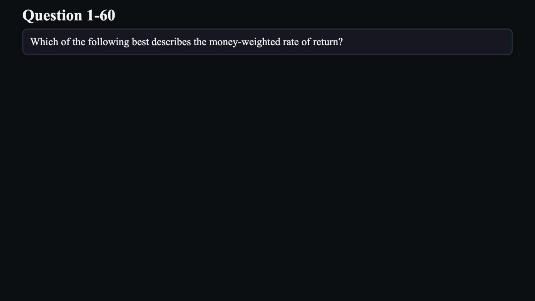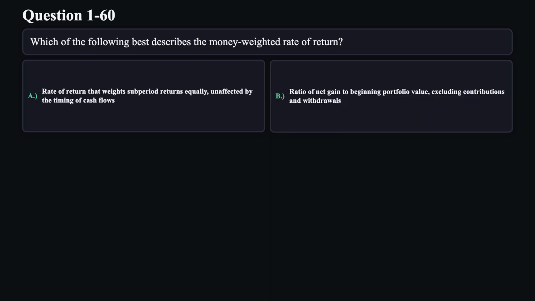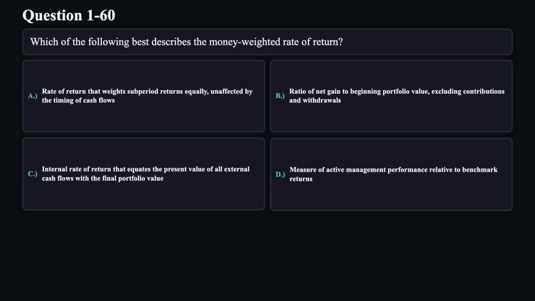Question 60. Which of the following best describes the money-weighted rate of return? A. Rate of return that weights sub-period returns equally, unaffected by the timing of cash flows. B. Ratio of net gain to beginning portfolio value, excluding contributions and withdrawals. C. Internal rate of return that equates the present value of all external cash flows with the final portfolio value. D. Measure of active management performance relative to benchmark returns.